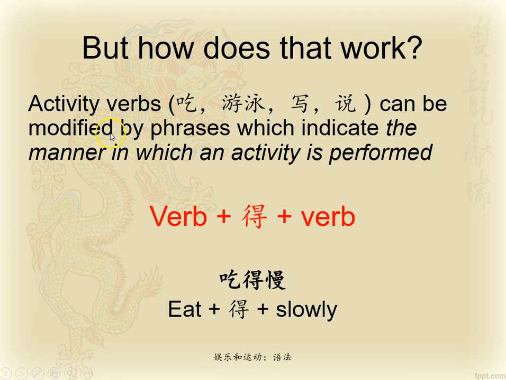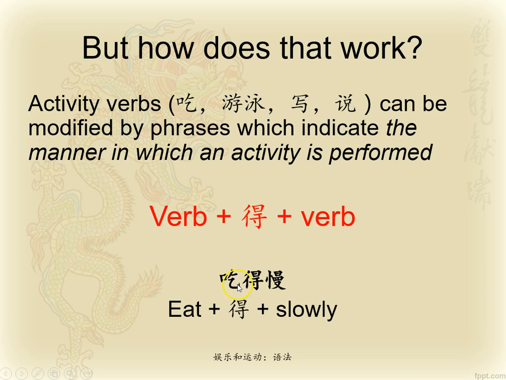So how does it work? Activity verbs, things you think of like 吃 to eat, 游泳 to swim, 写 to write, 说 to speak. Lots of activity verbs you may have come across can be modified by phrases which indicate the manner in which an activity is performed. So what is happening is the verb needs to be complemented by the 的 to make sure that you understand how the verb is taking place or what is happening with the verb.